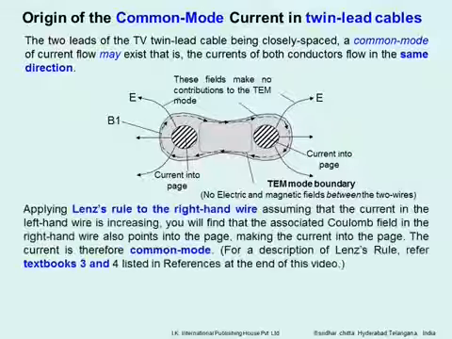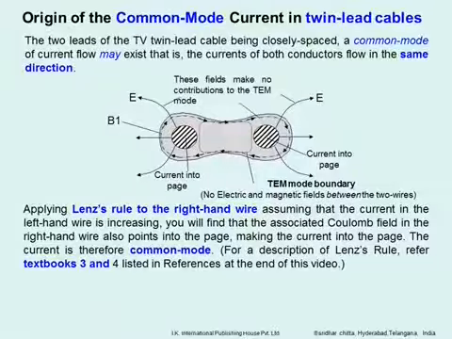Applying Lenz's rule to the right-hand wire, assuming that the current in the left-hand wire is increasing, you will find that the associated Coulomb field in the right-hand wire also points into the page, making the current into the page. The current is therefore common mode. For a description of Lenz's rule, refer to textbooks 3 and 4 listed in the references at the end of this video.